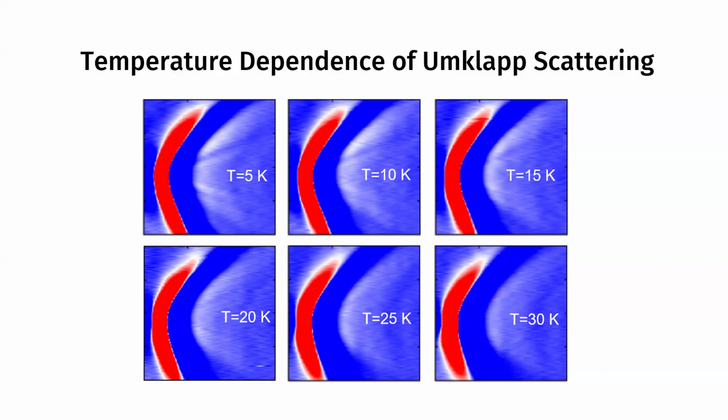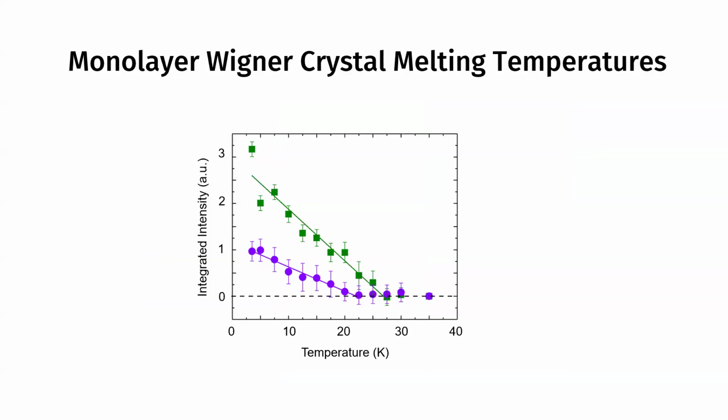And so, of course, if we take line cuts for each temperature along this dotted line here, we can have a more quantitative analysis of the melting temperatures. So we extract the intensity under the curves for those temperature line cuts along the entirety of the Umklapp scattering signal and integrate to give us this plot here, where the green squares are the electron side data and the purple circles are the hole side data.